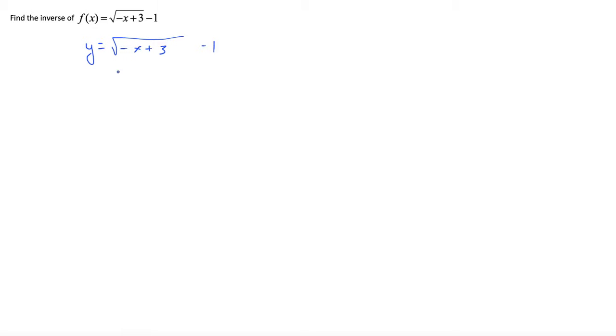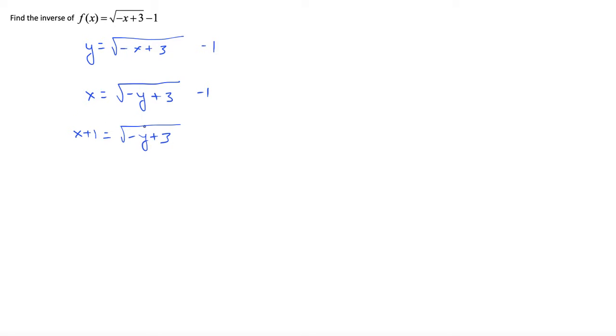Okay, the second step says every y becomes an x, every x becomes a y. Okay, so we can go ahead and do that, right? So this y became an x, this x became a y. Okay, the third step is the key step, right? We want to get y by itself now. Okay, we want to solve for y. So let's add this one to both sides. Okay, so x plus 1 equals radical negative y plus 3.